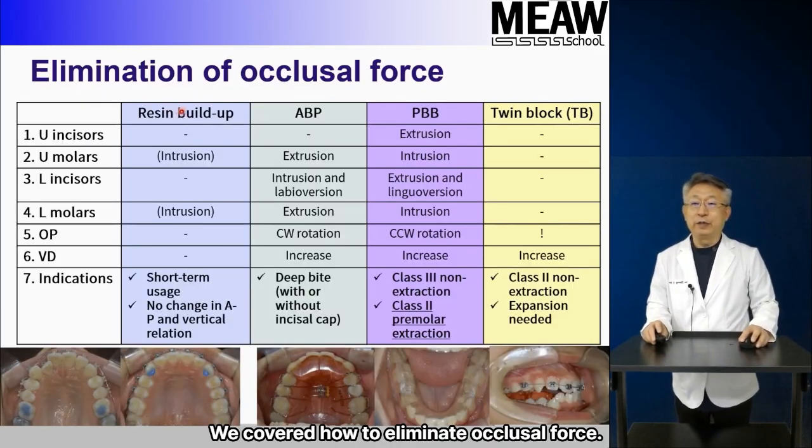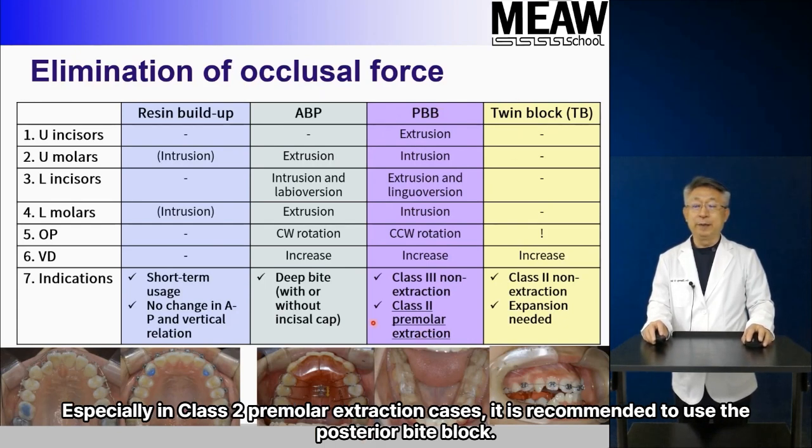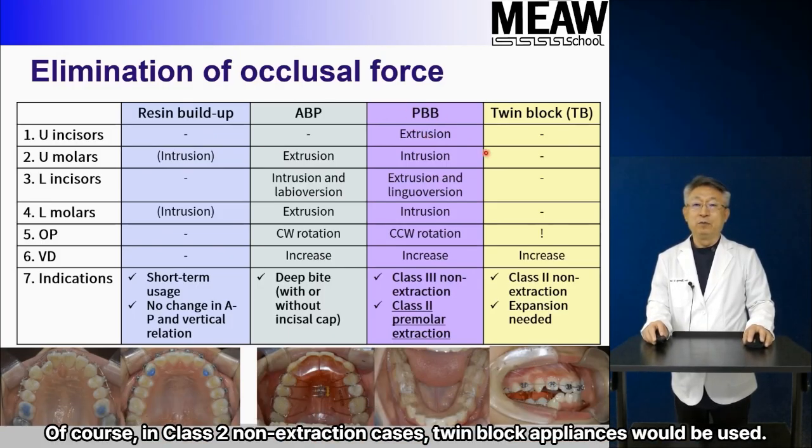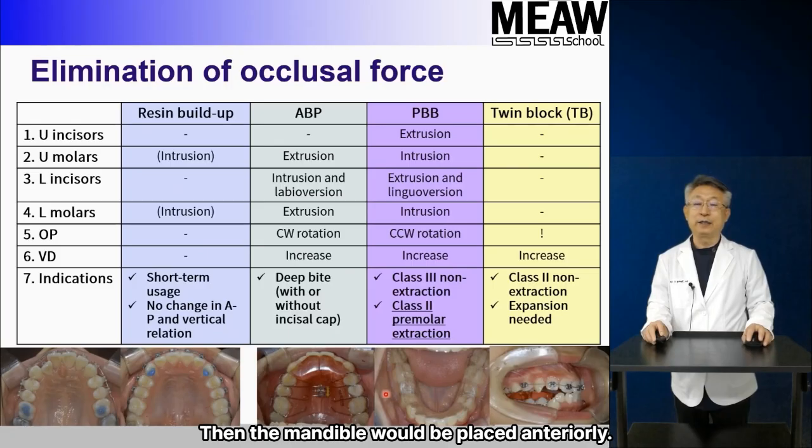We covered how to eliminate occlusal force. Resin buildup, anterior bite plate, posterior bite block can be used and twin block as well. Especially in Class 2 premolar extraction cases, it is recommended to use the posterior bite block. Of course, in Class 2 non-extraction cases, twin block appliances would be used. So, if the posterior bite block is used, the lower molars would be intruded and the lower incisors would be extruded. Then the mandible would be placed anteriorly.